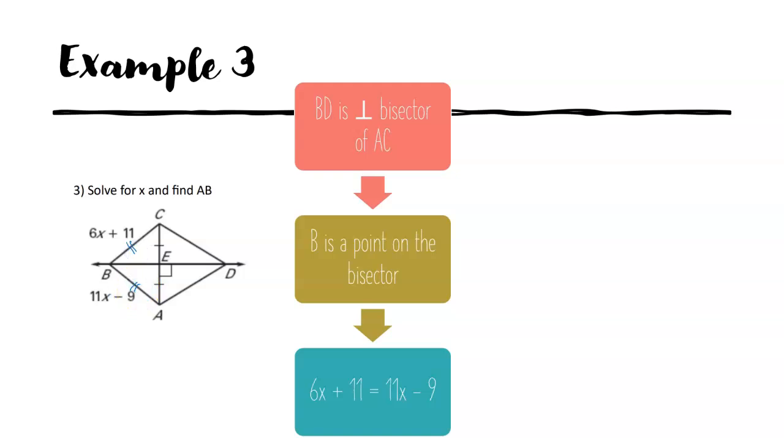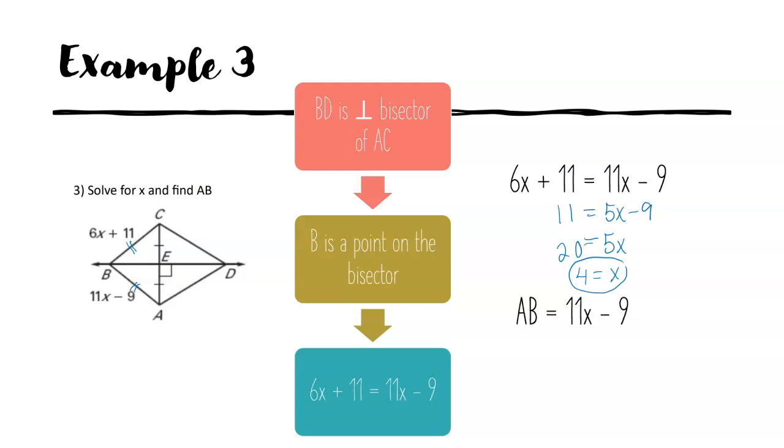So that tells me that I can solve 6x plus 11 is equal to 11x minus 9. So I can subtract 6x from both sides and I get 5x minus 9 is equal to 11. I can add 9 to both sides, so I get 5x is equal to 20. So that means that x is equal to 4.